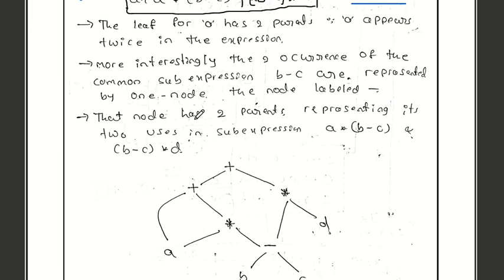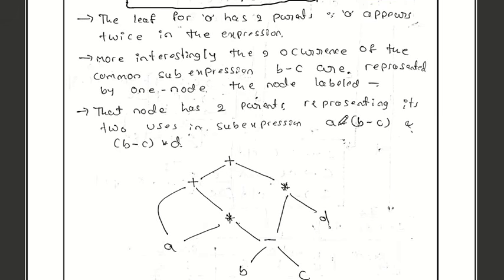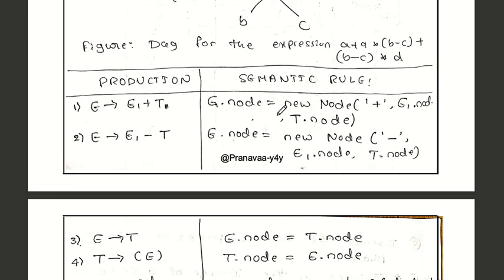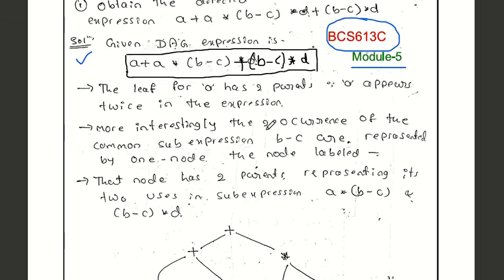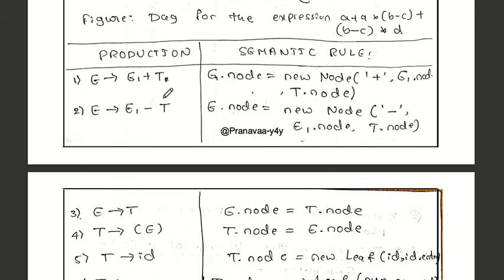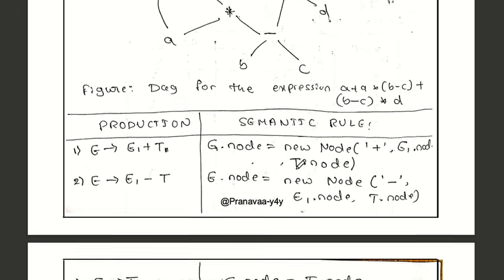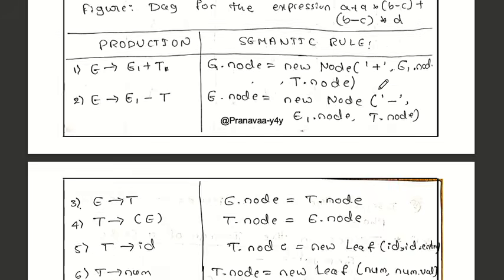Then that node has two parents, representing its two uses in the subexpressions a star b minus c and b minus c star d. So it is one expression, and here it is another expression. Let's see the production and semantic rules for this grammar. You just go through this diagram and see how the construction has been done for this given example.